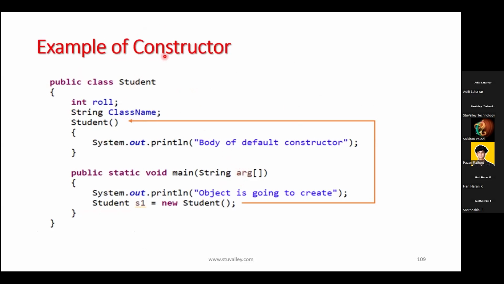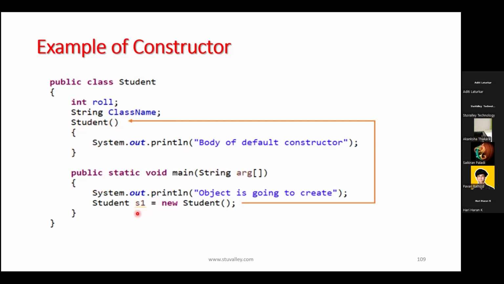Now we have declared one class, Student. Here there are two instance variables, roll number and class name. This is a constructor where we define only the name of the class and blank parentheses. That means it is a constructor. We are not defining any return type, and if you are not defining any access specifier, it will be the default access specifier. The body of a constructor is whatever you want to initialize for this object, which you can write here. This is a default constructor.